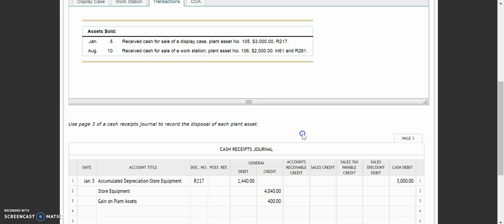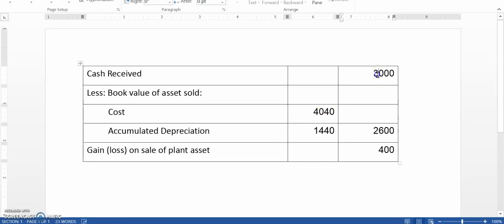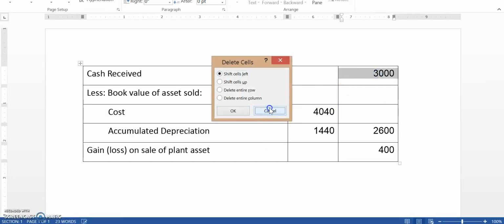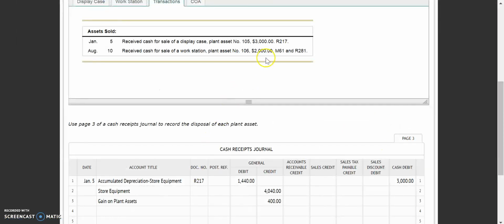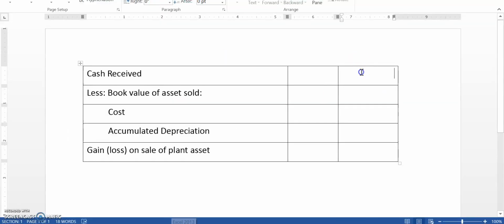Now, our second one that we had was that August 10th, where we received cash for the sale of a workstation, plant asset number 106 for $2,000. So the first thing let's do here, I'm going to go back to my handy dandy little chart. Oops. And we should clear these guys out so that we can figure out whether we had a gain or a loss on our display case. So it had said there that our cash received was $2,000. So we're going to plug in $2,000 here.